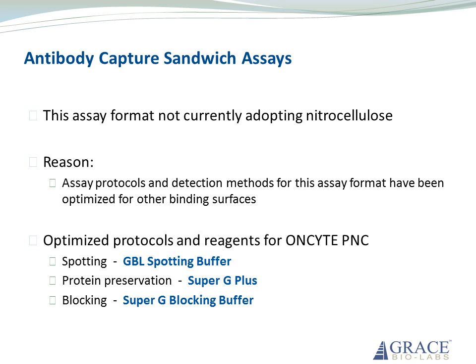With many of the methods being implemented, these ELISA-type assays were resulting in high intra-assay CVs and very high backgrounds. Researchers at Grace have taken great care to formulate reagents and develop methods for spotting, preserving spotted protein, and blocking ONCYTE PNC to maximize its advantages. In the next few slides, we will show you that by optimizing these conditions, ONCYTE PNC proves to be an exceptional performer for sandwich assays.